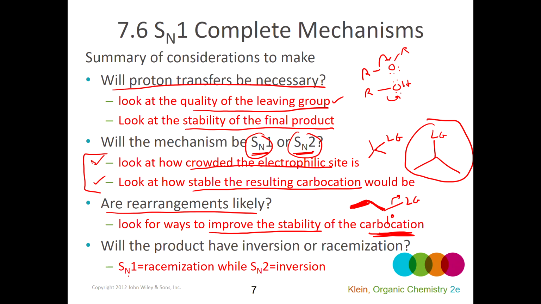And then also remember the stereochemical outcome of these mechanisms, right? So in the SN2, it has to be backside attack.